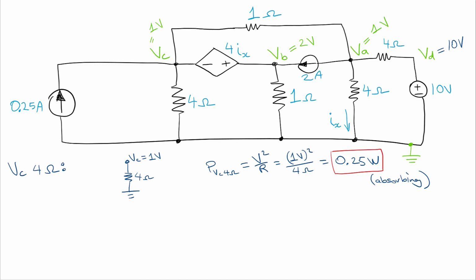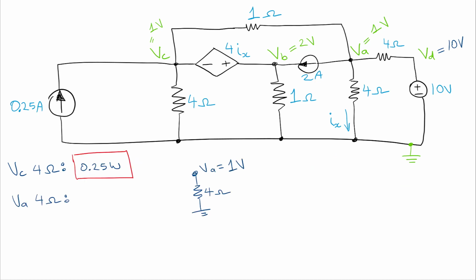So the resistor is absorbing energy, and the property of resistors is that they're always absorbing energy if there's any current flowing through them. Okay, and we also note that because we have a positive value for power, then that's absorbing. Okay, so let us continue.